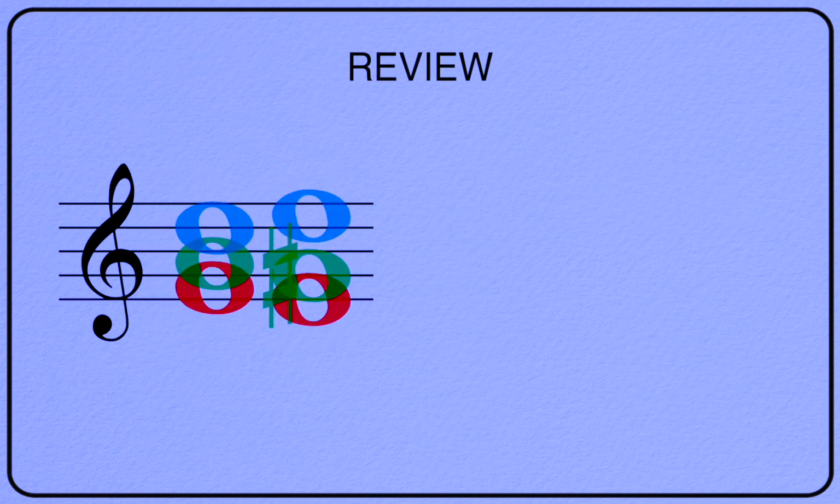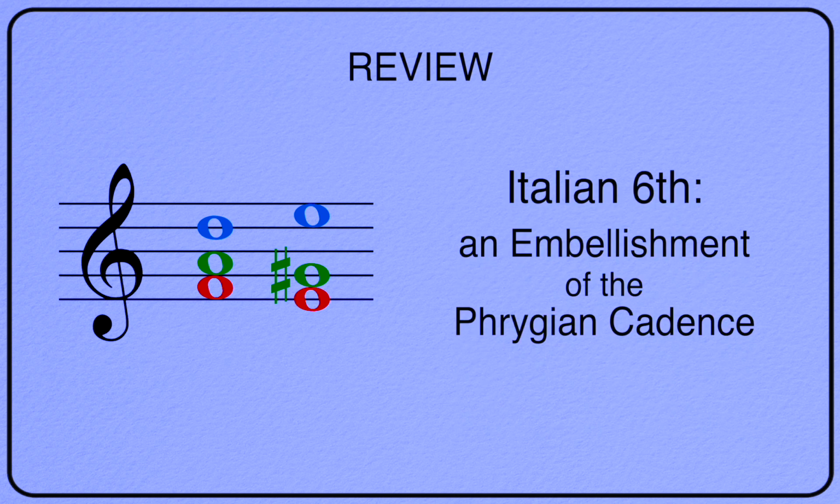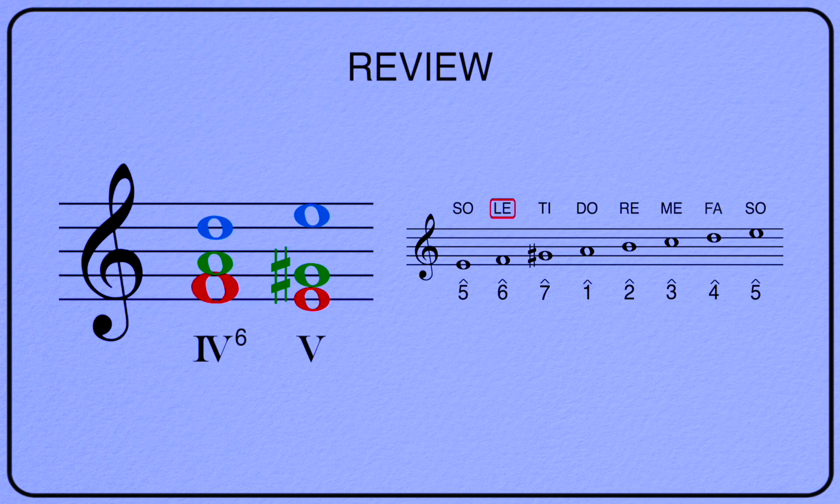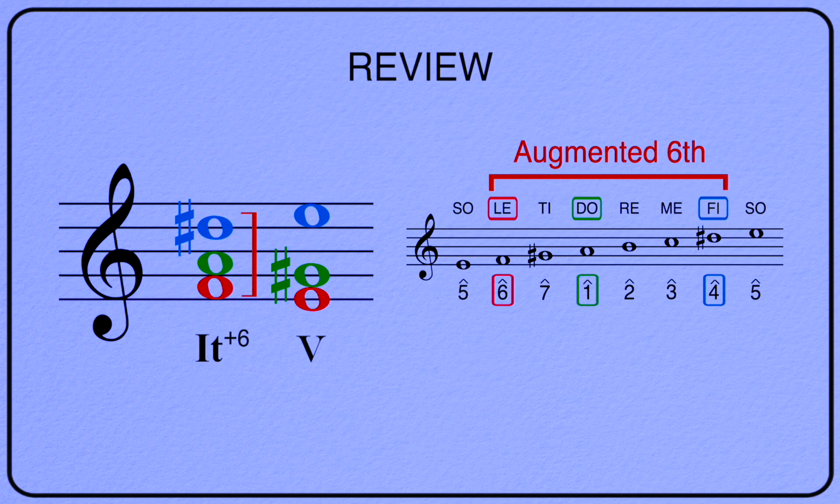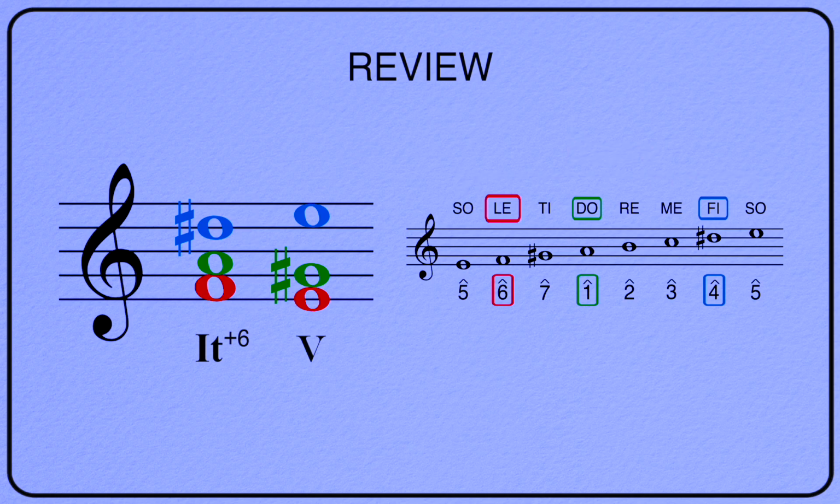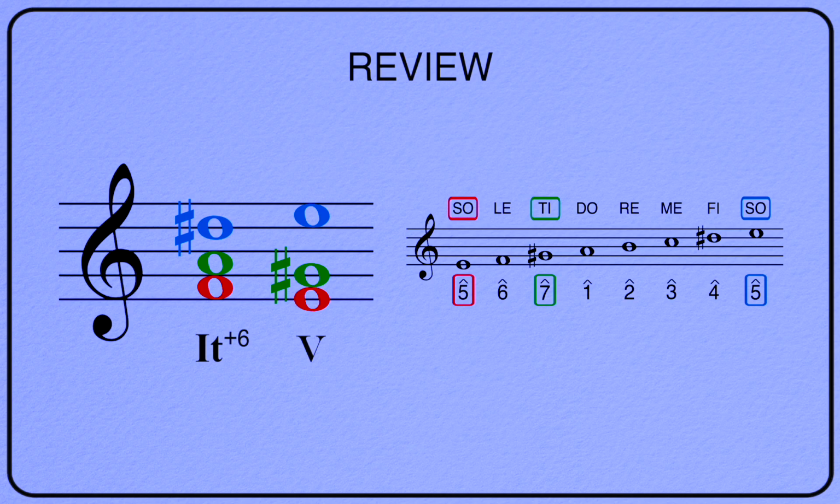Okay, a quick review. The Italian augmented sixth is an embellishment of the Phrygian cadence, 4/6 to 5 in a minor key. The 4/6 chord has le, do, fa, scale degrees 6, 1, 4. Raise the root of this chord, fa, a half step, and you get le, do, fi, the Italian sixth. That interval, le, fi, is an augmented sixth, and it resolves outward to an octave when you go to 5. Le steps down to so, 6 down to 5, and fi steps up to so, the raised 4 up to 5. And finally, do steps down to ti, 1 to 7.